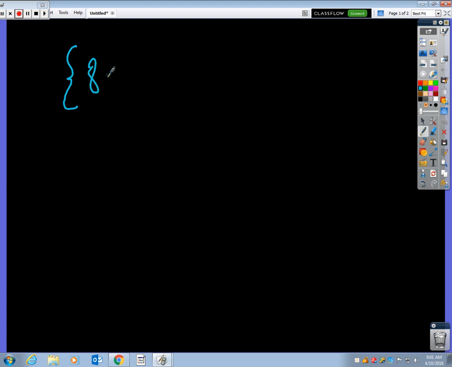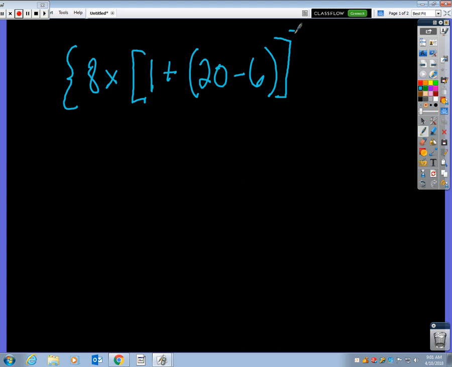Braces. 8 times bracket 1 plus parenthesis 20 minus 6 parenthesis bracket brace. So all of that divided by 1/2. I'm going to give you a second to copy that down, and then we are going to use the order of operations.